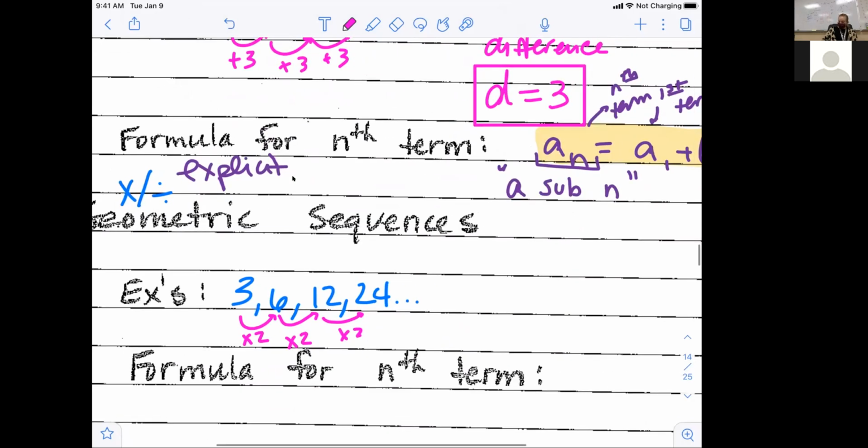Okay, so that means this time we don't call it my common difference. We call it my common ratio. And we say R equals 2. Now, if we're dividing, I'm going to argue that I want you to put it as a fraction that we're multiplying by. So if we were dividing by 2, I'd say that our ratio is 1/2. So we keep it in the multiplying idea.